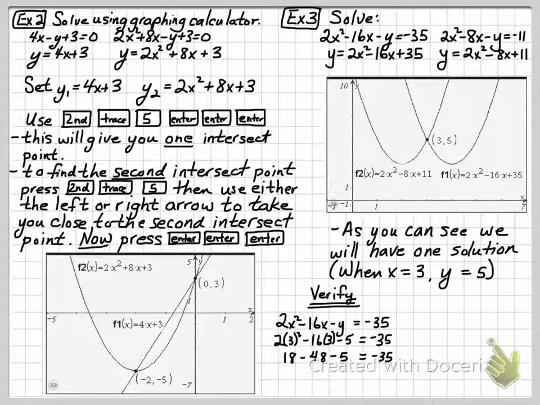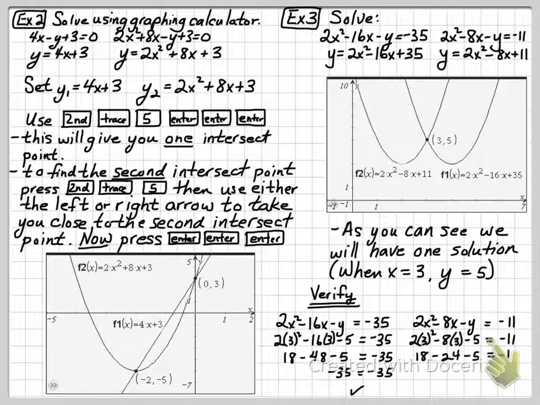Now you can verify that. You can plug in 3 for x, 5 for y into your equation, and you should get negative 35 equals negative 35. And in the second equation, you should get negative 11 equals negative 11. That's how you verify that you've got the correct solution.